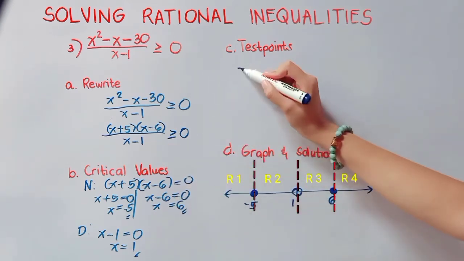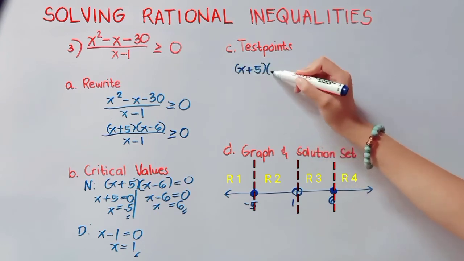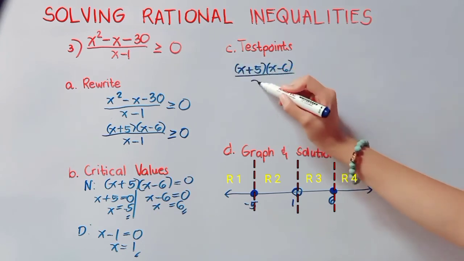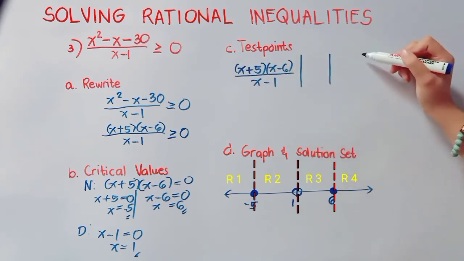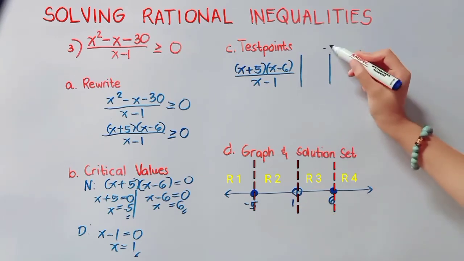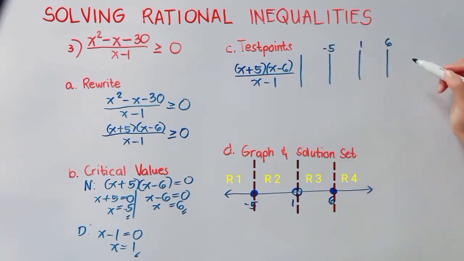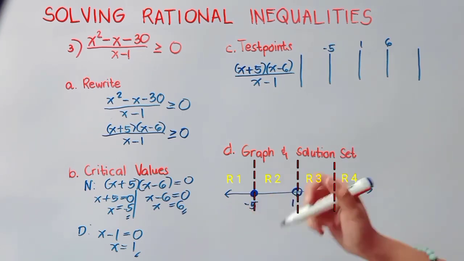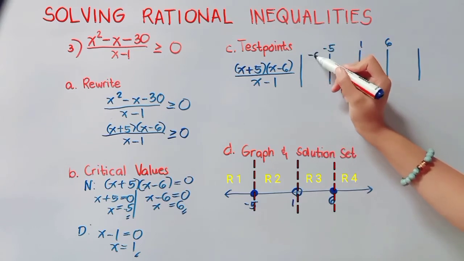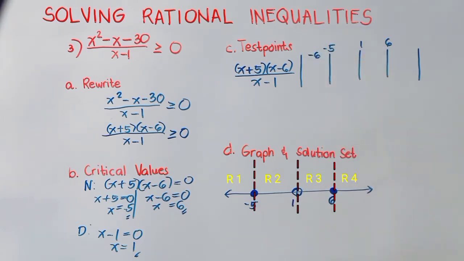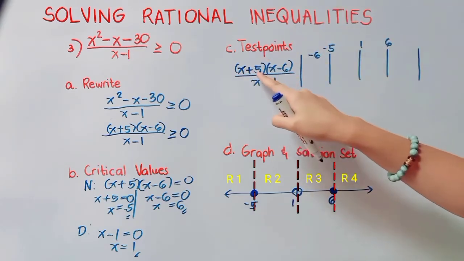Now using our given, we will test out these 4 regions wherein our boundaries are negative 5, 1, and 6. So let us now select a value from region 1. I will be considering here negative 6. So we will be substituting negative 6 here.